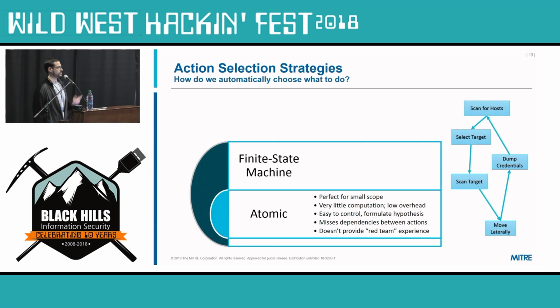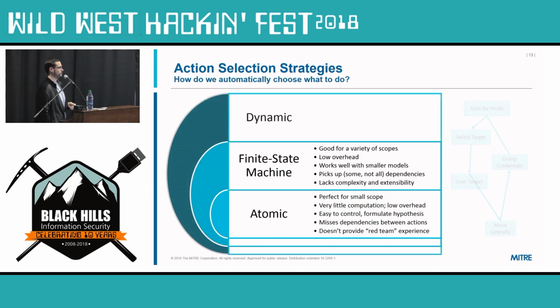Something a little bit more advanced is using a finite state machine. Here you can walk through, like, I'm going to do action A, then B, then C, then D, and jump back to A. And it walks you through that kind of decision-making process. It's good for a variety of scopes. It's fairly low overhead. It's quick to compute something like this, and it works pretty well with smaller models. It'll pick up some dependencies, but not necessarily all of them. But the biggest thing is it lacks complexity and extensibility. If you wanted to train your blue team operators using a finite state machine approach that's iterating through actions, they're always going to see the same pattern over and over and over again. No variability or changing there.